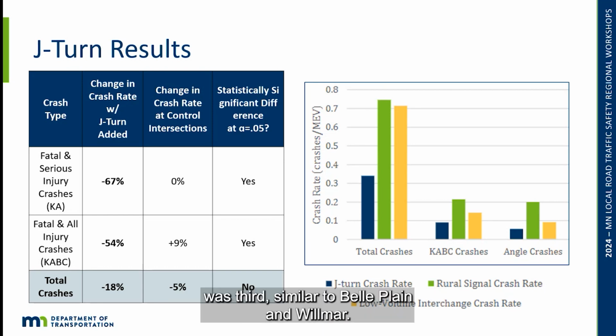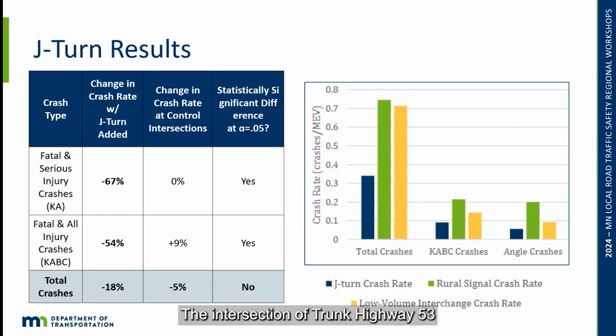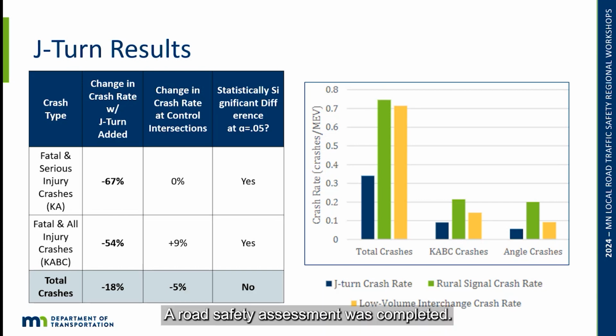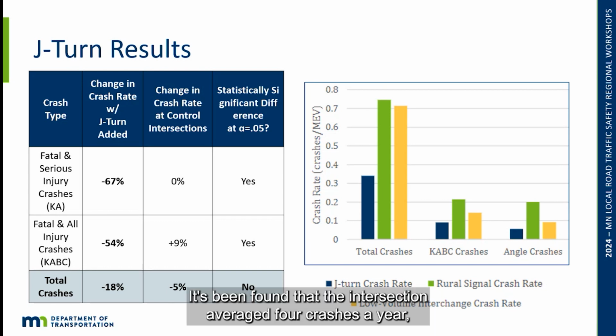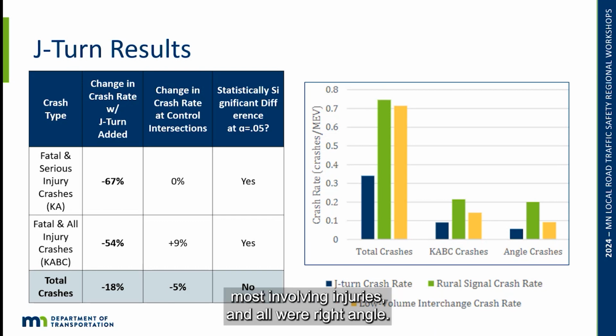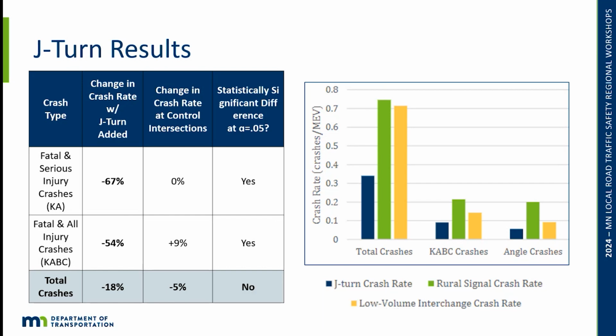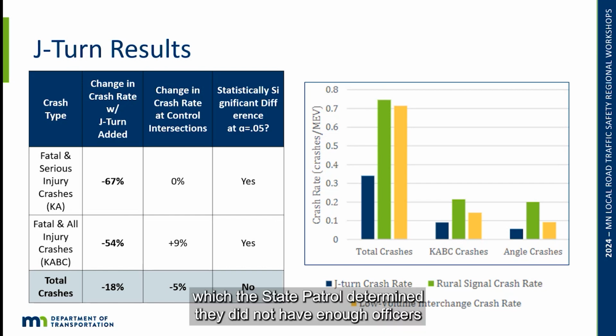The J-turn at Cotton was third. Similar to Belle Plaine and Wilmer, the intersection of Trunk Highway 53 and St. Louis County Highway 52 had a history of crashes. A road safety assessment was completed and found that the intersection averaged 4 crashes a year, most involving injuries, and all were right angle. The RSA evaluated alternatives, including lowering the speed limit, which the State Patrol determined they did not have enough officers to enforce.